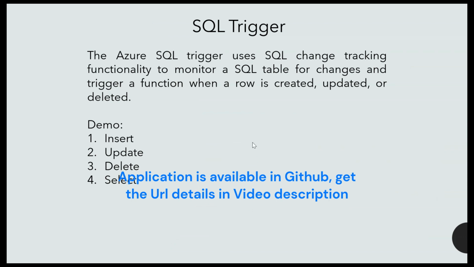The Azure SQL trigger uses SQL change tracking. This is one of the features of the database. So the SQL trigger uses the SQL change tracking functionality to monitor a SQL table for changes and trigger a function when a row is created, updated or deleted. Right. So in this SQL trigger function, we will see the trigger for insert, update, delete, and select also. Okay.